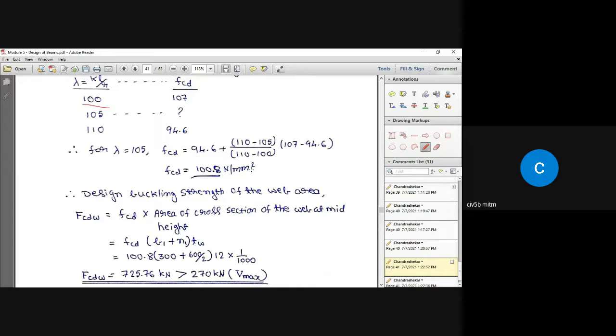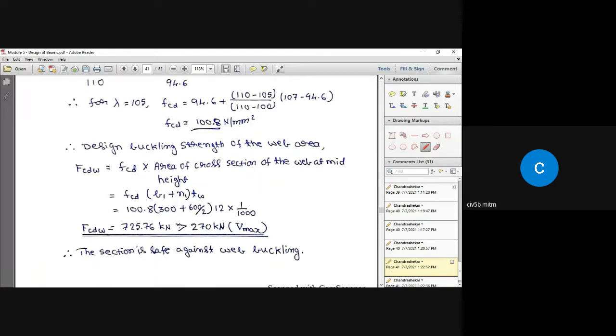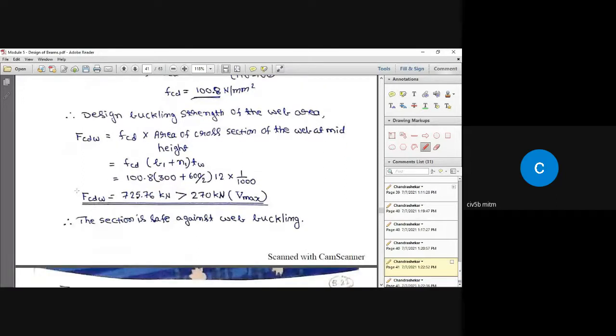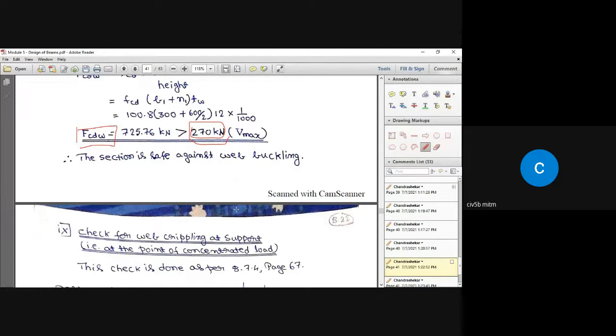If you multiply that FCD value by the area of the web over which the reaction load is distributed, we get FCDW, that is the design compressive strength of the web portion. We got that value equal to 725.76 kilonewton, which is way greater than 270 kilonewton, the value of the concentrated load at the support. In other words, this is the design load Vmax. Okay, so web buckling is safe.